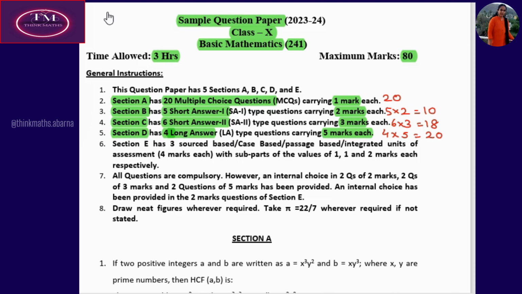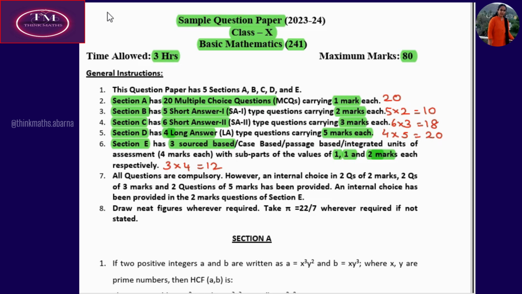Next is section E. In section E, you have 3 source-based or case-based passage questions. They will give some information, and from that information, 3 questions will be asked. Each question will carry 1 mark, 1 mark and 2 marks. So 1 plus 1 plus 2 is 4 marks per case. There are 3 such questions, so 3 into 4 is 12. In total, you will be getting 80 marks.